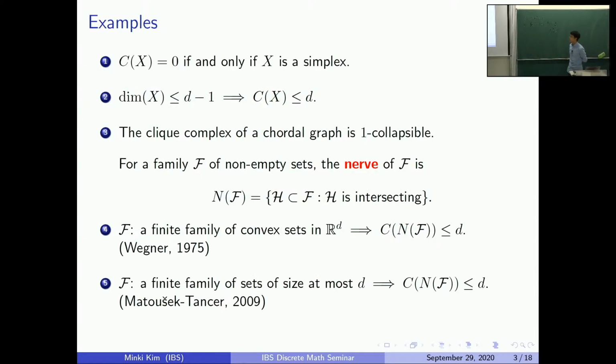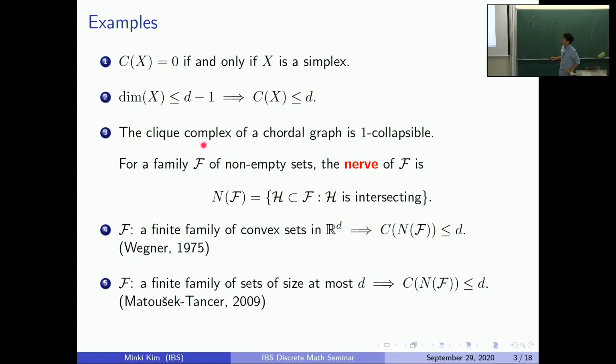Here are some examples. A complex is 0-collapsible if and only if it's a simplex. For a simplex, we can just take the empty set as a free face, and it's contained in a unique maximal face, which is X itself. And if the dimension of X is at most d minus 1, which means every face in X has size at most d, then we automatically have the collapsibility number is at most d, because every time we can take a maximal face as our free face.